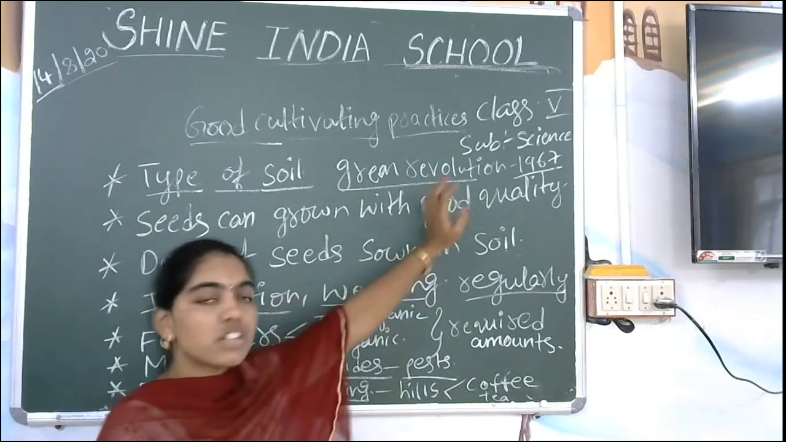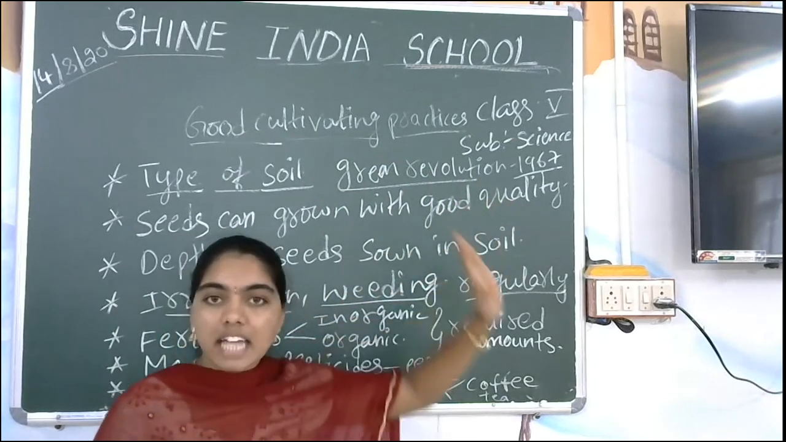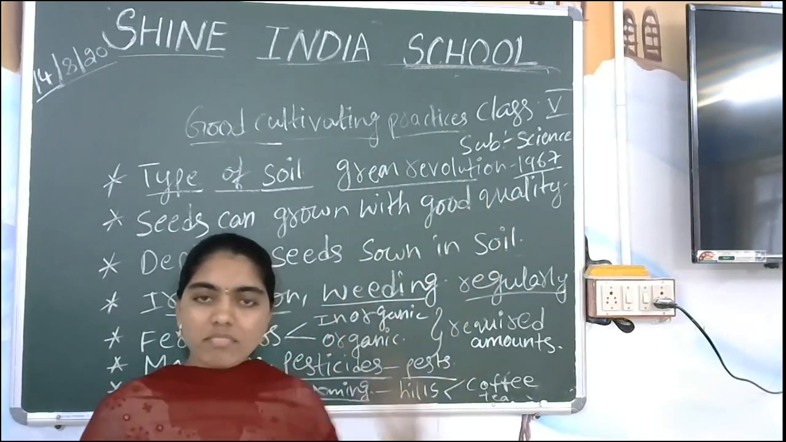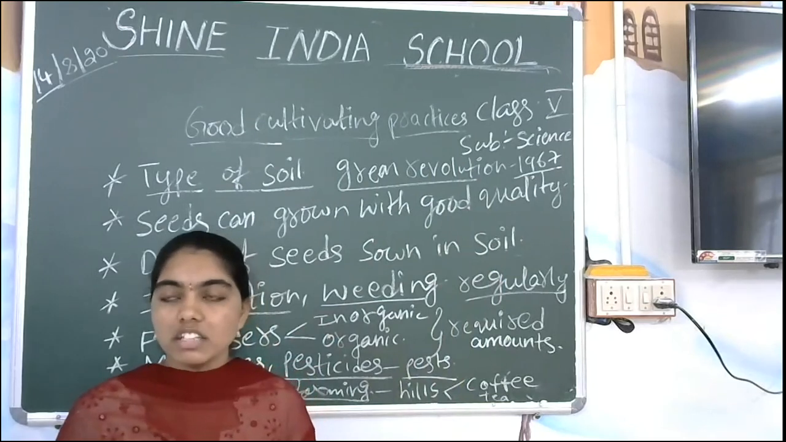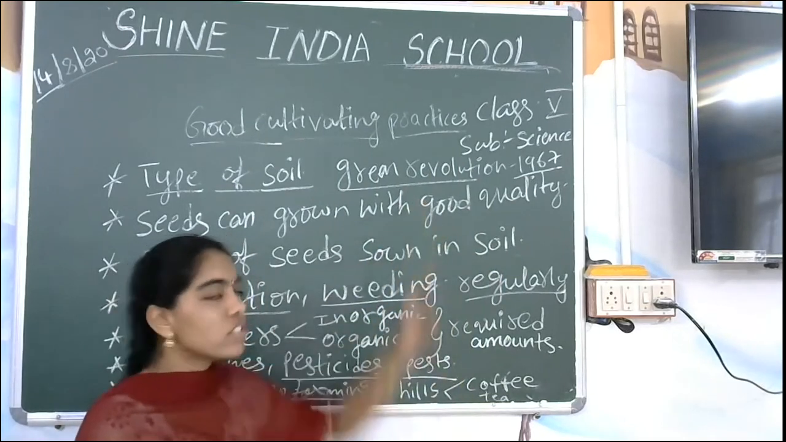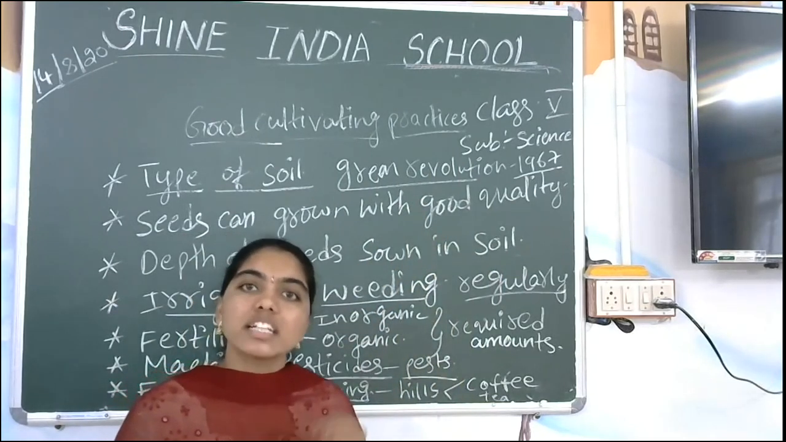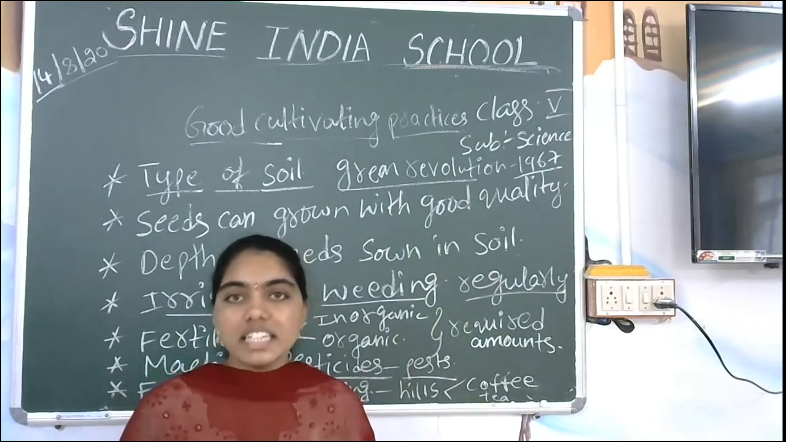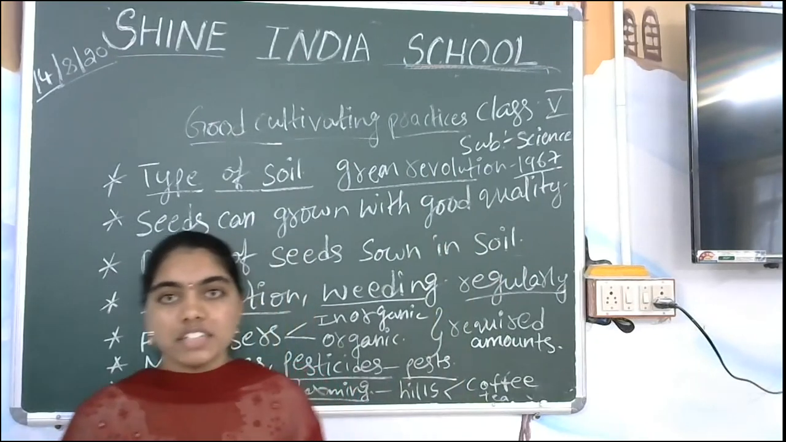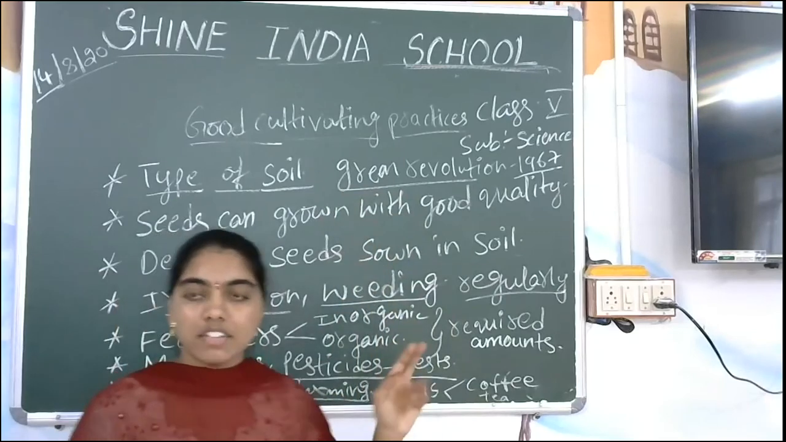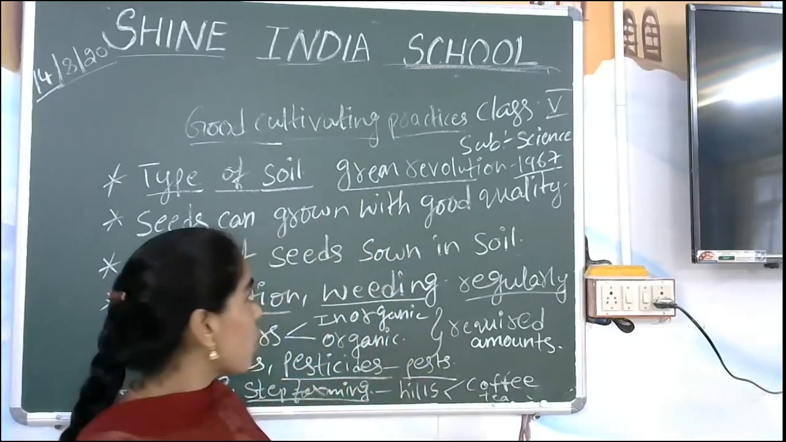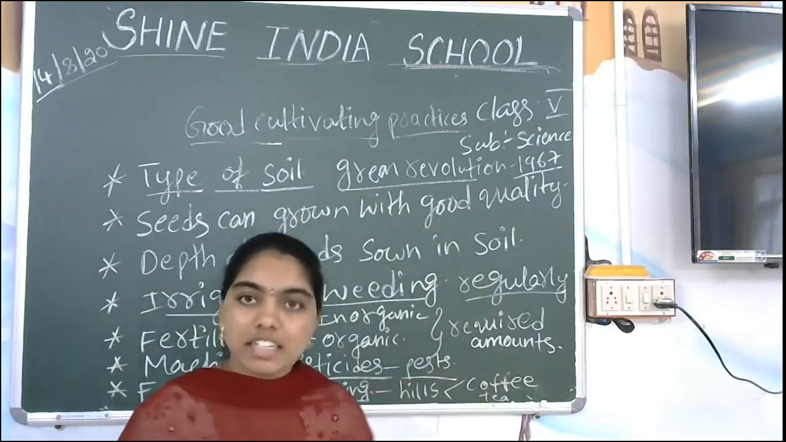Before the green revolution, when the green revolution started in 1967, before that there was no revolution. Because of the green revolution only, we have improved our productivity of food. Now India has the topmost food productivity because of the green revolution. By this, we have completed our topic. What is our topic? Good cultivating practices.